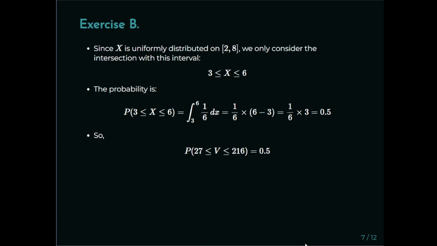Okay, so we're taking the same approach again. We're just doing a definite integral again. That is the integral between 3 and 6. So 1 over 6 times 6 minus 3, which is 1 over 6 times 3, which is 0.5. That's it, essentially. So the probability that the volume of the cube is between 27 and 216 is 0.5.